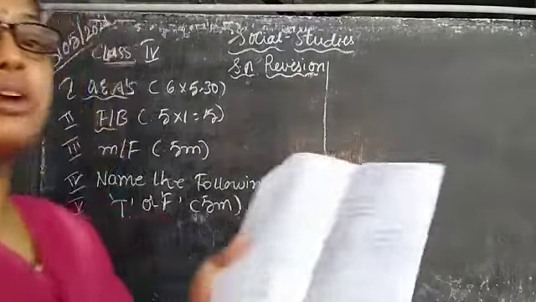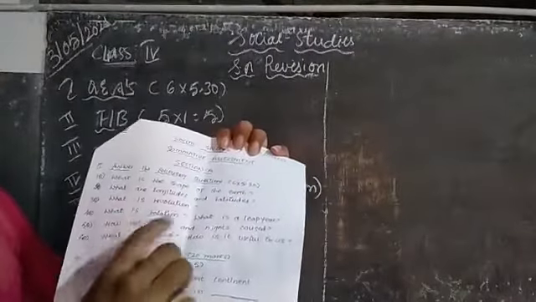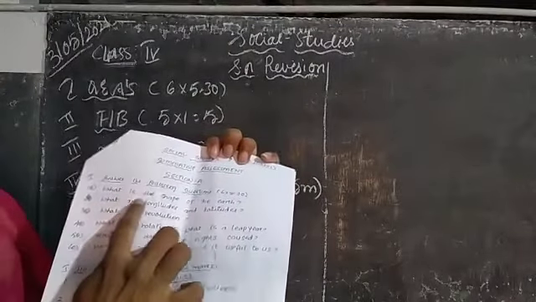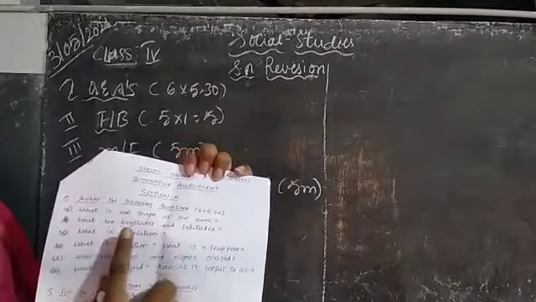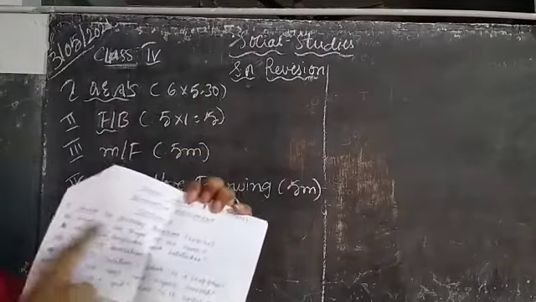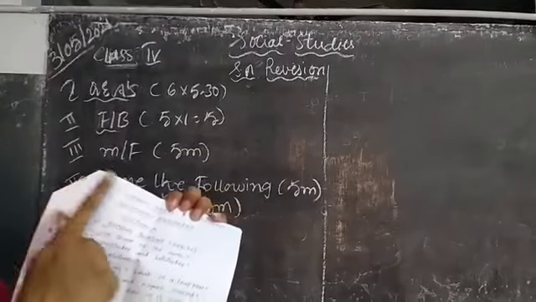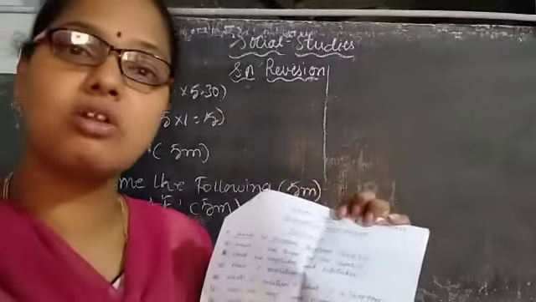So coming to your question paper, children, you see this question paper. What is the first one? Answer the following questions. 6 5s are 30. Second bit is fill in the blanks. Third bit is match the following. Fourth bit is name the following. Fifth bit is true or false. That is also 5 marks.